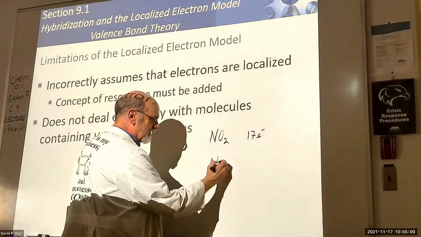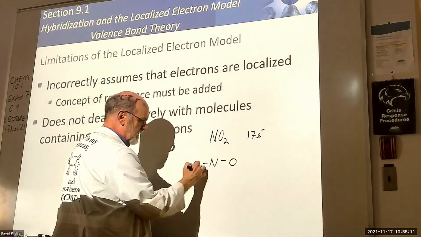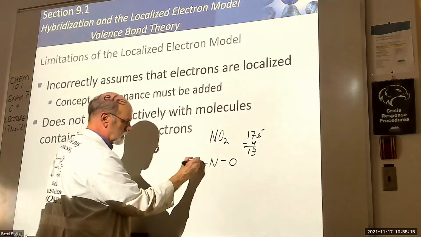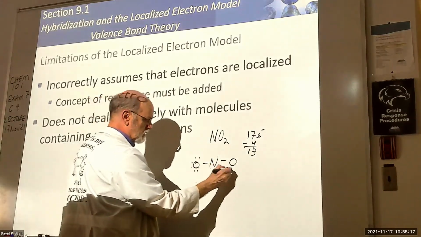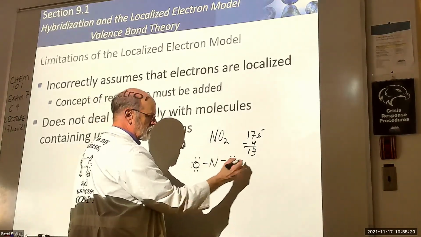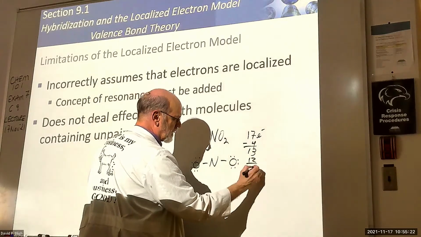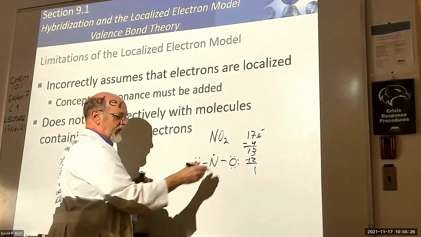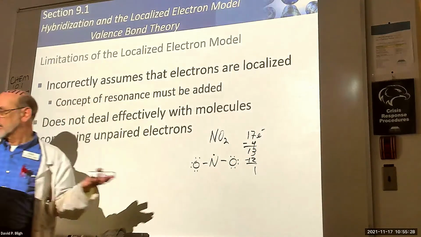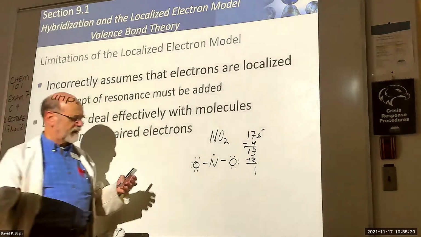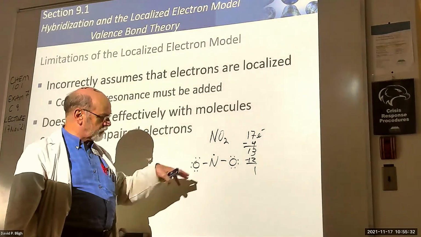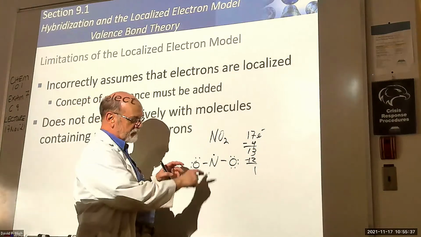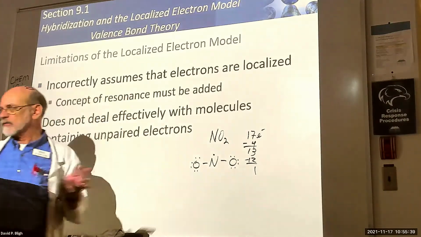So if we write that one like this, that's 2, 4, right? 13 electrons. That's 12. So we have 1 electron left over. It can't go on the oxygen, it has to go on the nitrogen. That's an unpaired electron. We can't use it to form a bond because these guys are all paired up. But we can approach an octet. We can't make an octet.